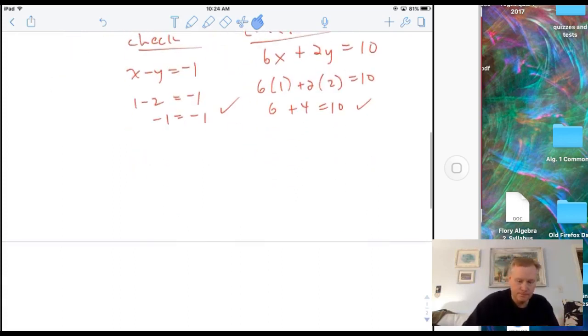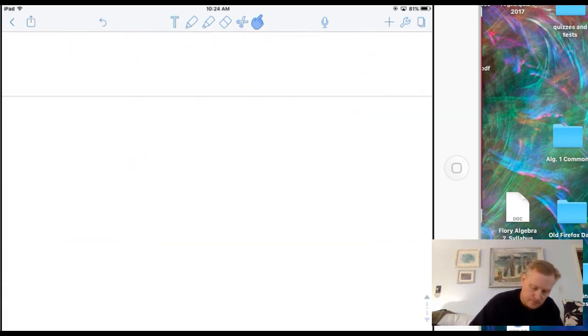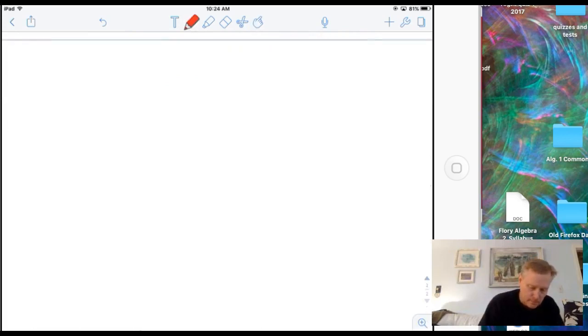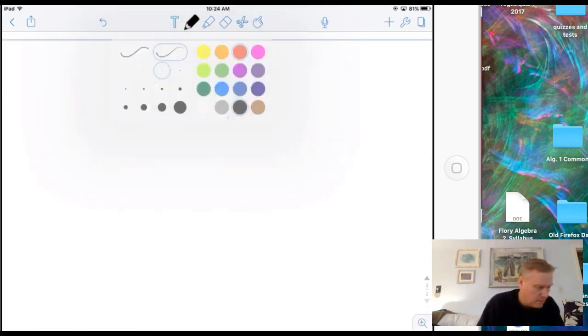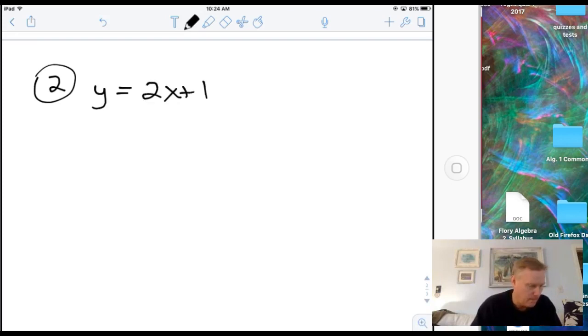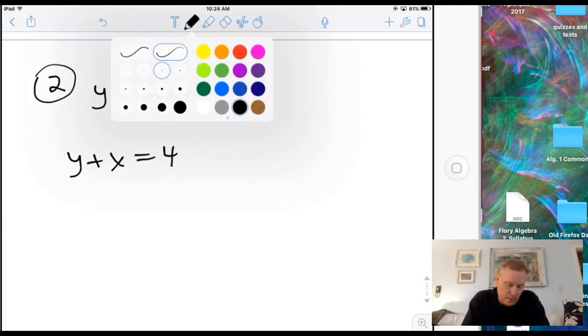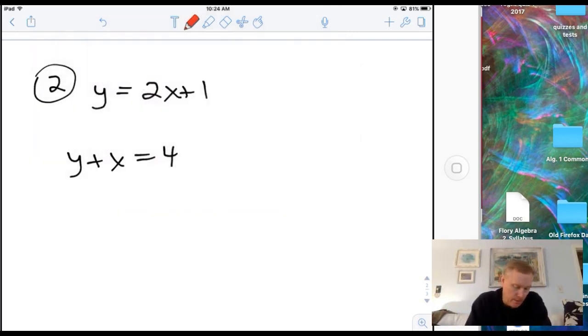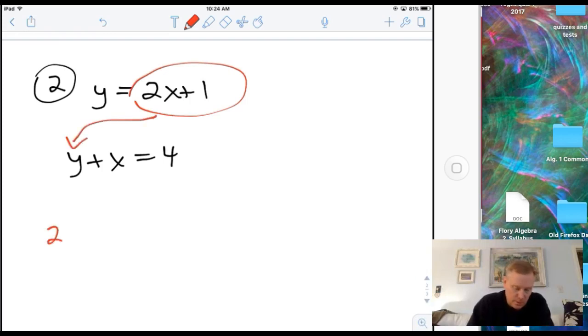Number 2. y equals 2x plus 1. And the other one is y plus x equals 4. Alright, so the first thing I do is I look to see if I have x alone or y alone in either equation. Right here I have y equals, that's beautiful. I can take that and just plug it right in there for y, which gives me 2x plus 1.